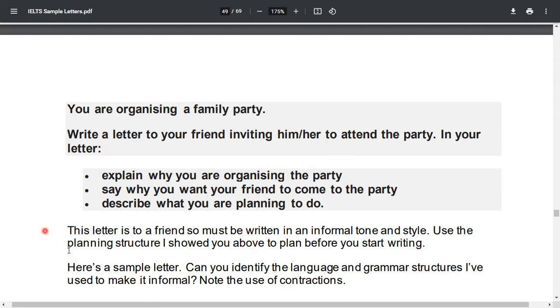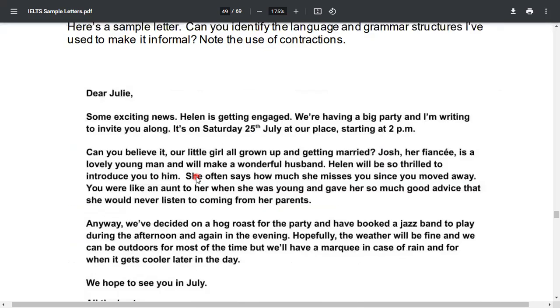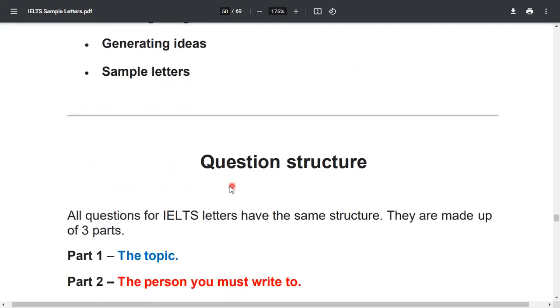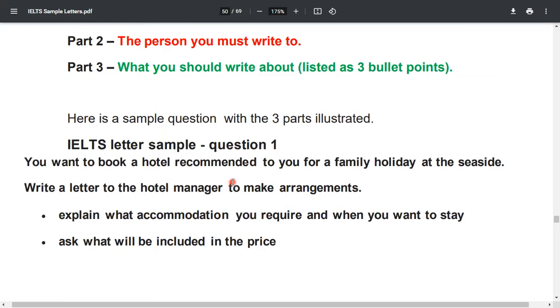Okay, so that's an example of an invitation letter, and I assume that's an informal letter because you are writing to a friend, so you don't have to be formal in this letter. Okay, moving now to another type of letters, which is the arrangement letter, how to write a letter to make an arrangement. So let's see an example question of an arrangement letter.